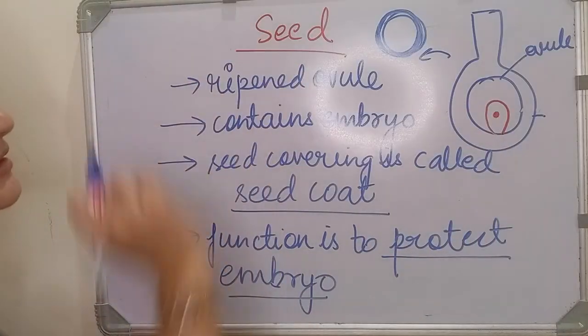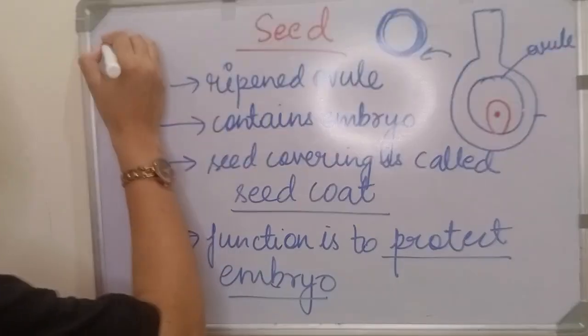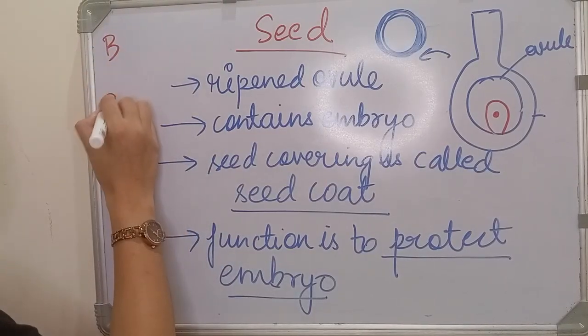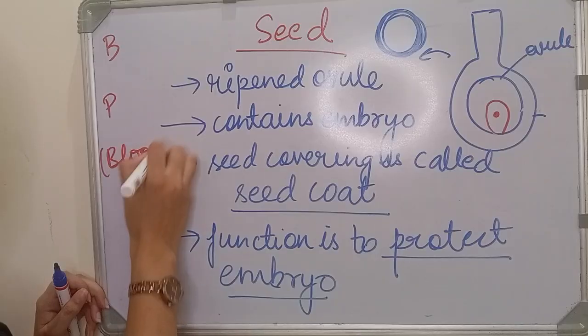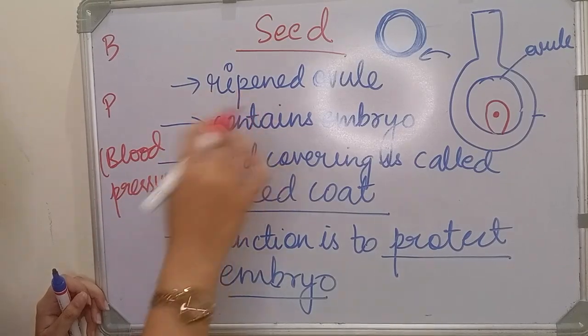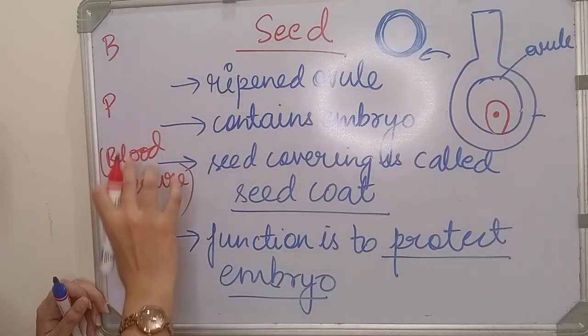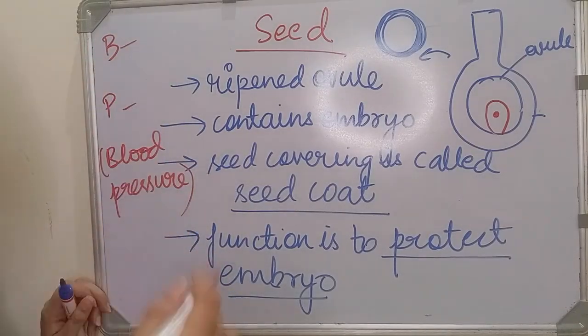Now let's learn the examples of seed. There is a simple mnemonic which is BP. Okay, BP, blood pressure. You can eat healthy seeds and control your blood pressure. So with this mnemonic, B stands for bean seed.